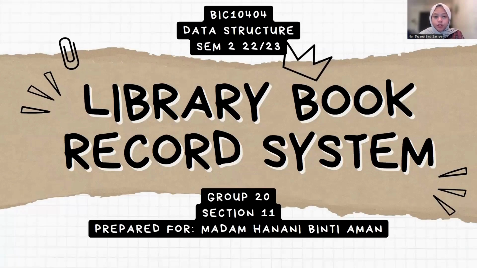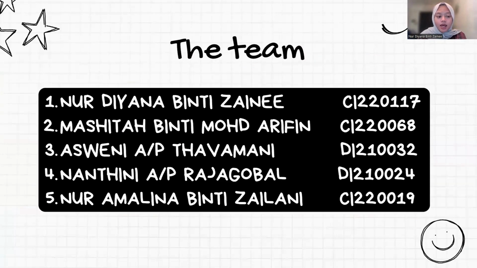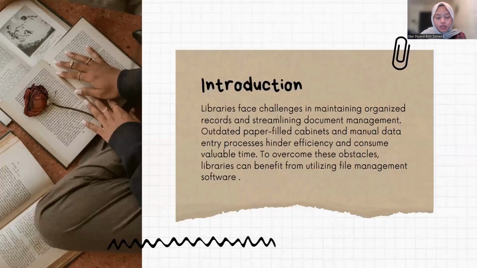We'd like to present about our data structure project, which is Library Book Record System. Before we start, let me introduce myself and the team. I am Nordiana binti Zaini, followed by Mashita, Aswini, Nantini, and also Amalina. For the introduction, I will explain it briefly.